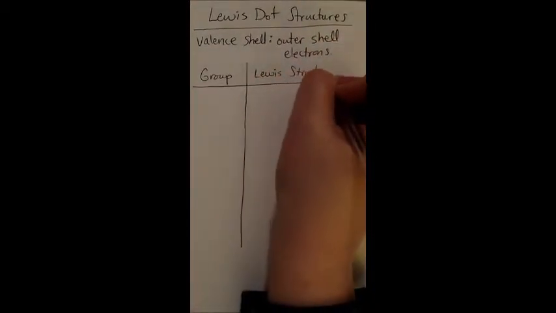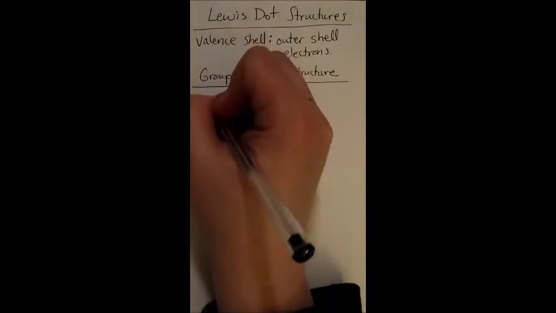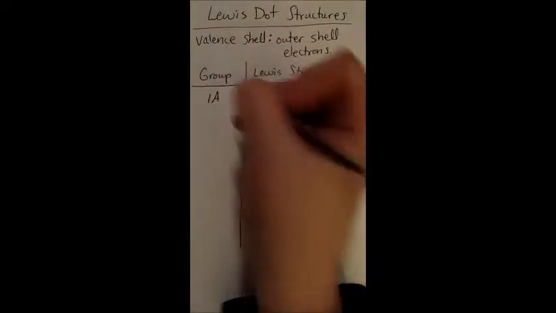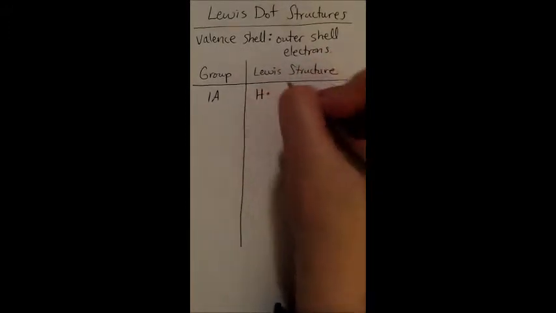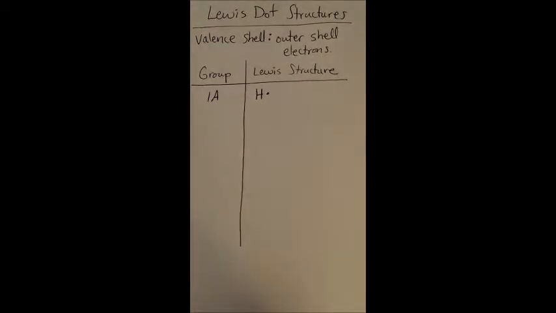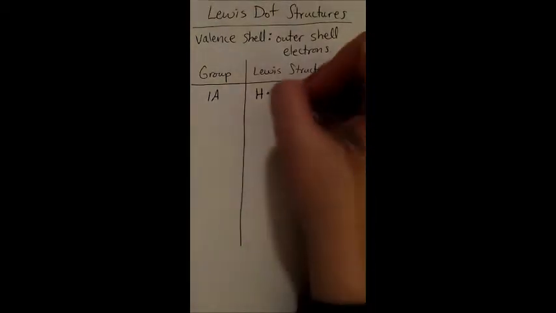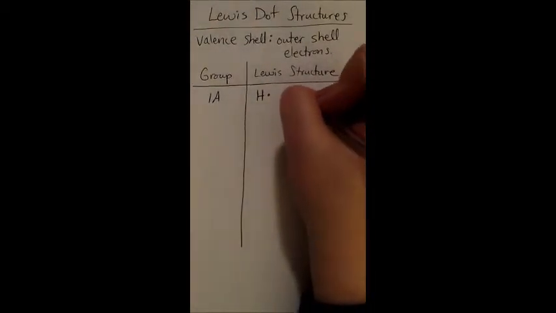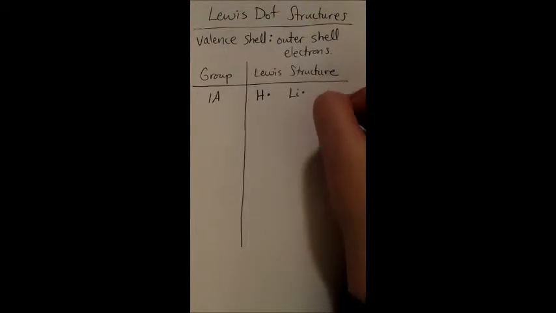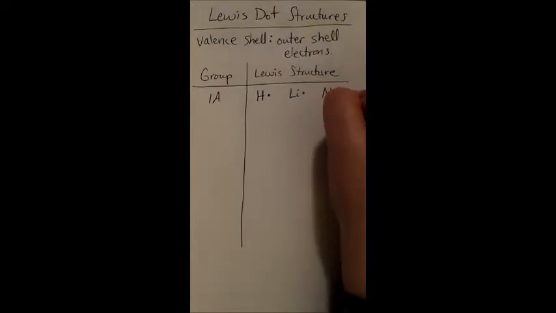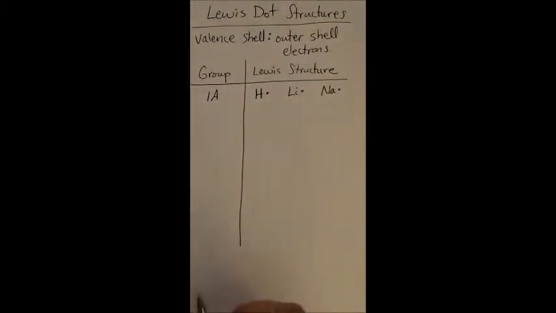On the periodic table, we start with group 1A. The first thing we look at is hydrogen. Hydrogen has one electron in its outer shell. Moving down the periodic table, we then see lithium, and lithium also has one electron in its outer shell. And then sodium, Na, has one electron in its outer shell.